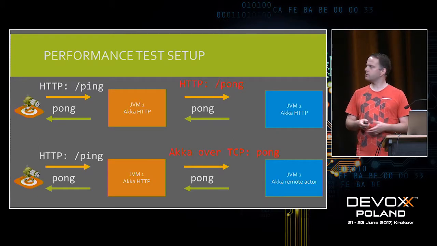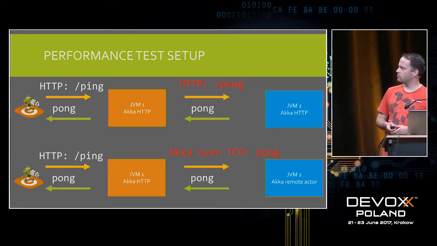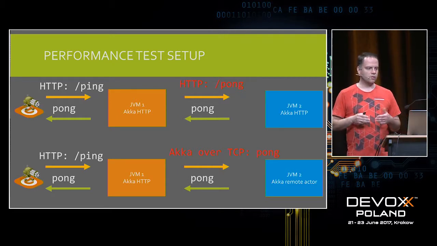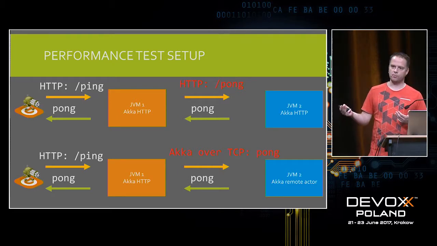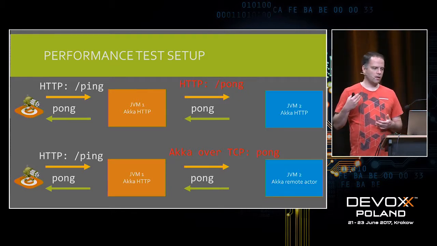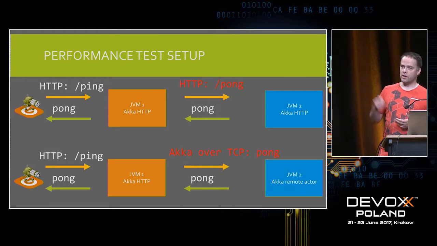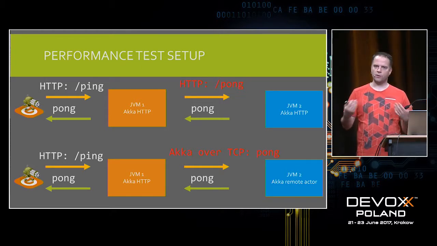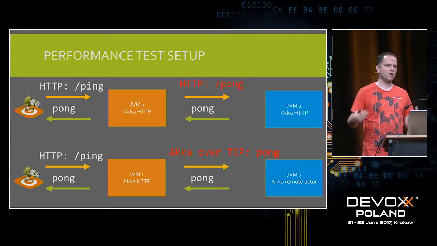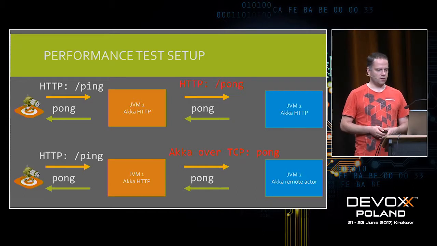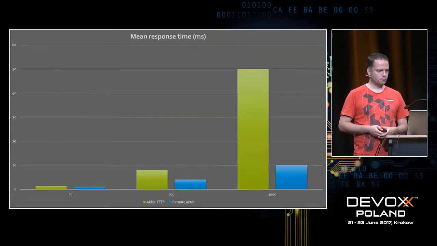So what did we test? The part on the left is the same for the test at the top and at the bottom. So we simply connect from Gatling to an Akka HTTP endpoint running in a JVM. The difference is in the right part. At the top, we connect to another Akka HTTP endpoint, and at the bottom, we connect it to a remote actor. So basically, we use this to see if there is a difference in speed when connecting to a remote actor or Akka HTTP endpoint.